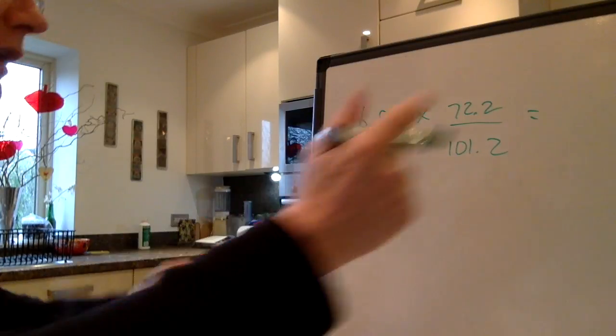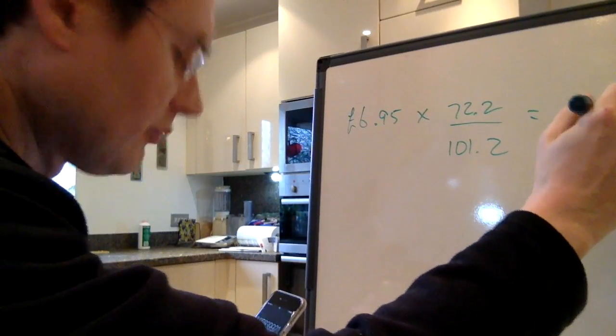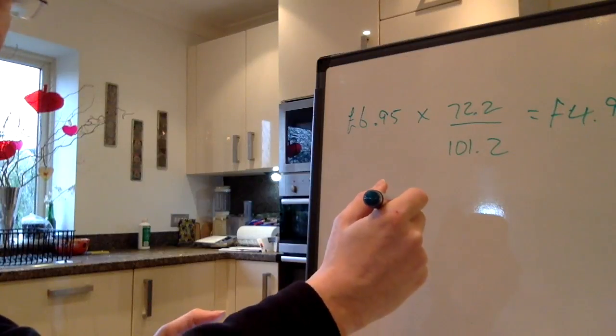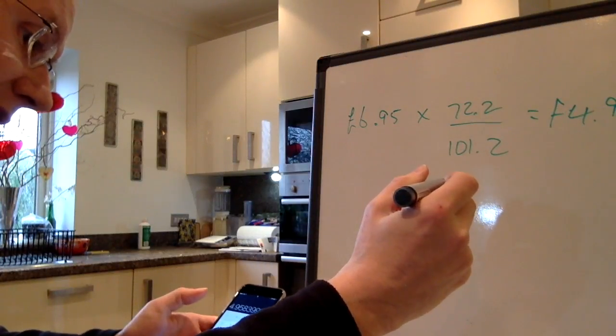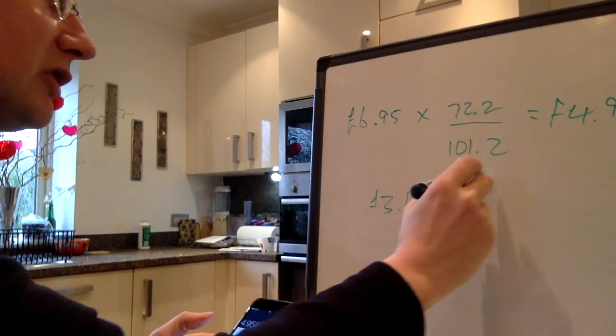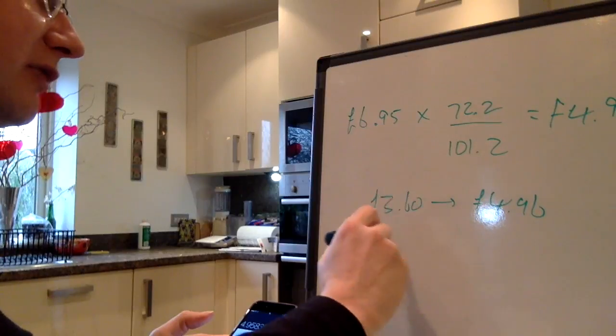6.95 equals, that's effectively £4.96 in 1999 terms. So what we can now say is that in 1999, the minimum wage was £3.60. In real terms, adjusted for inflation, it's gone up to £4.96. Therefore, we subtract one from the other.